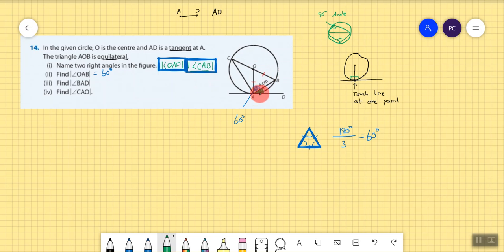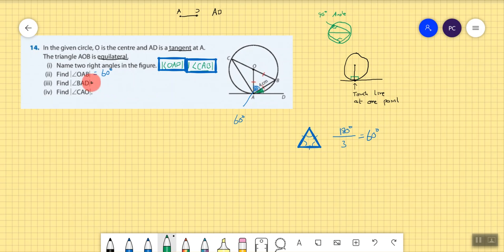So OAD has to be a 90 degree angle. So what we can do is, if this is 90 degrees, the whole thing, these two angles together will be 90 degrees. We know that this one is 60, so therefore this angle here has to be what's remaining.